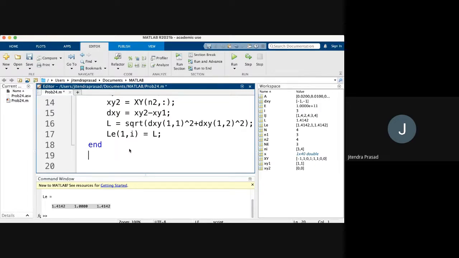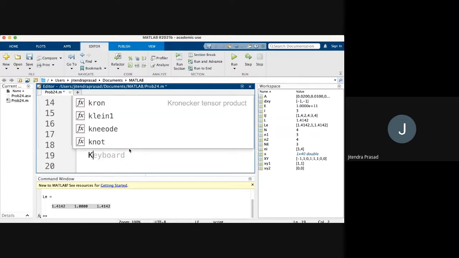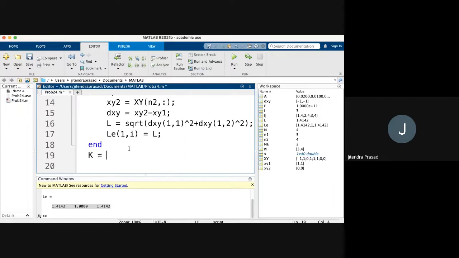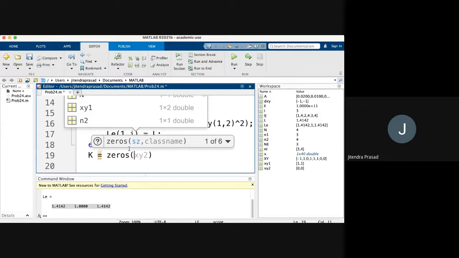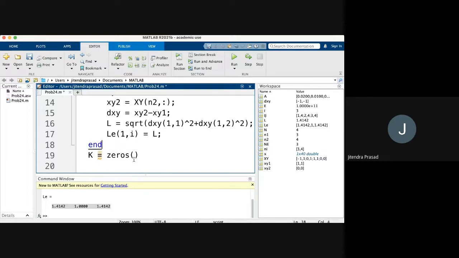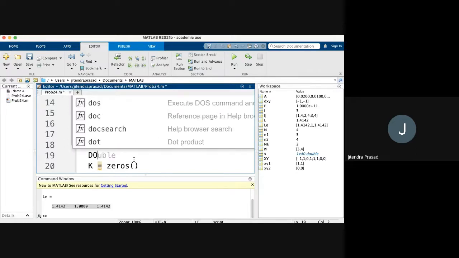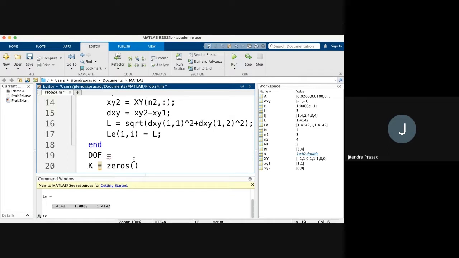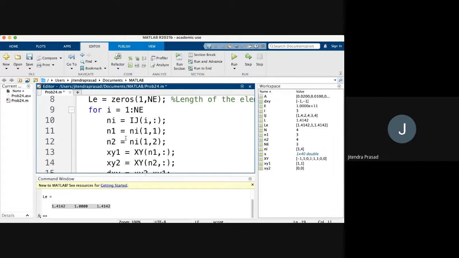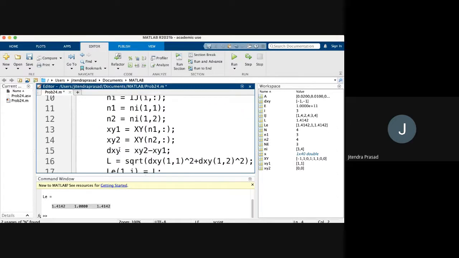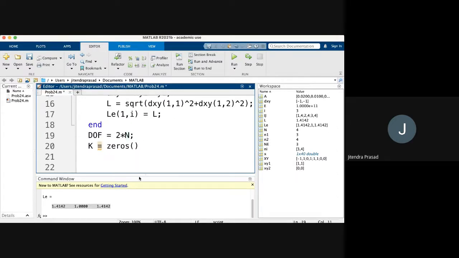So first we will make some universal k. Yeah, so we can write k, this the big k. k equal to, let's make it zeros. Zeros means it will make everything zero. What is the size of that? So first we have to find out the total degree of freedom, right? So DOF, degree of freedom, is equal to 2 times number of nodes, right? 2 times n. Do we have n? N is here, number of nodes. Every node has 2 degree of freedom, so 2 times n is degree of freedom.